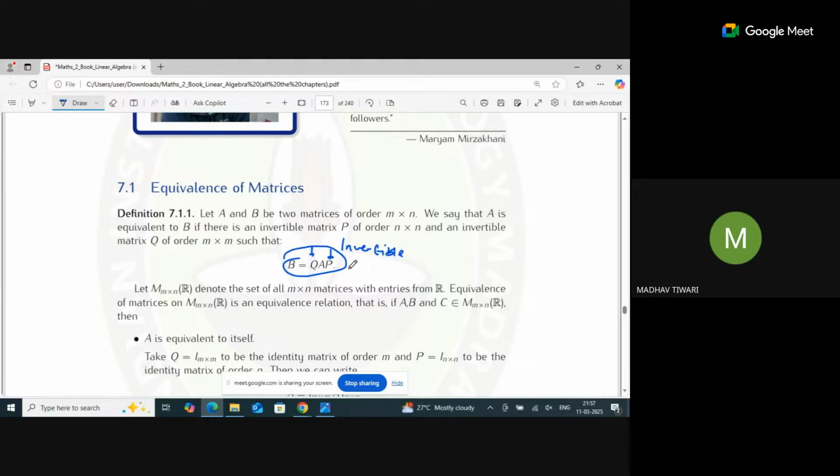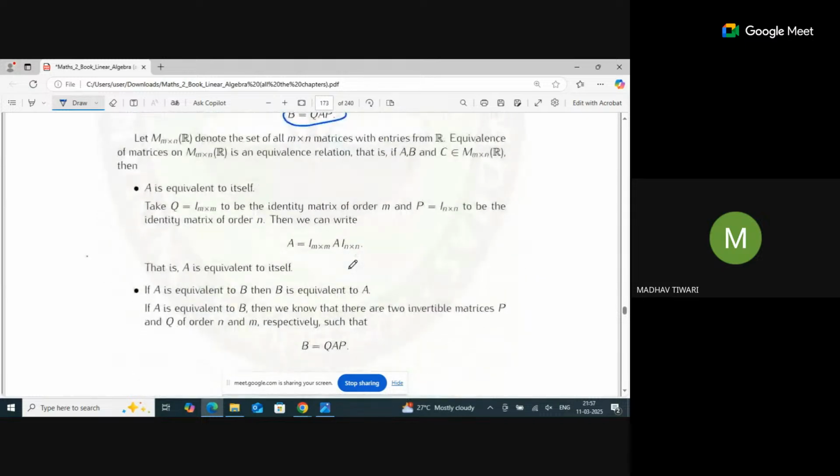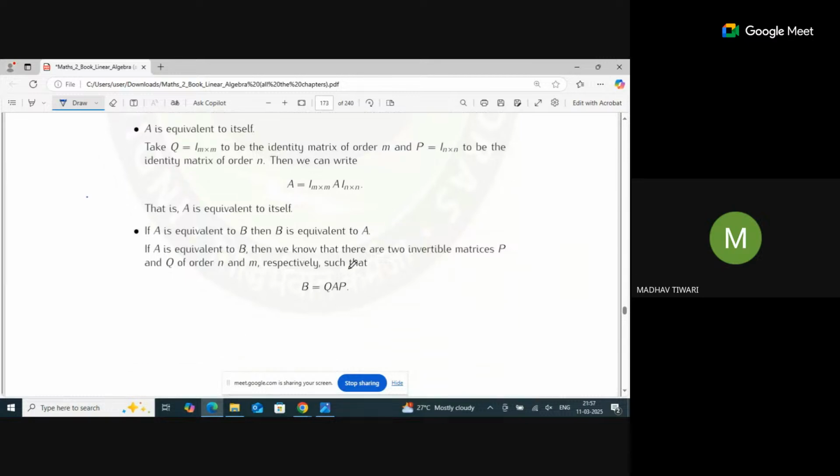Okay, P and Q only. Invertible means determinant is not zero. Anyone else having any other doubt? Otherwise, I will explain this concept. If anyone else is having other doubts, then you can ask first. Is it related to your practice assignment or something like that? No?